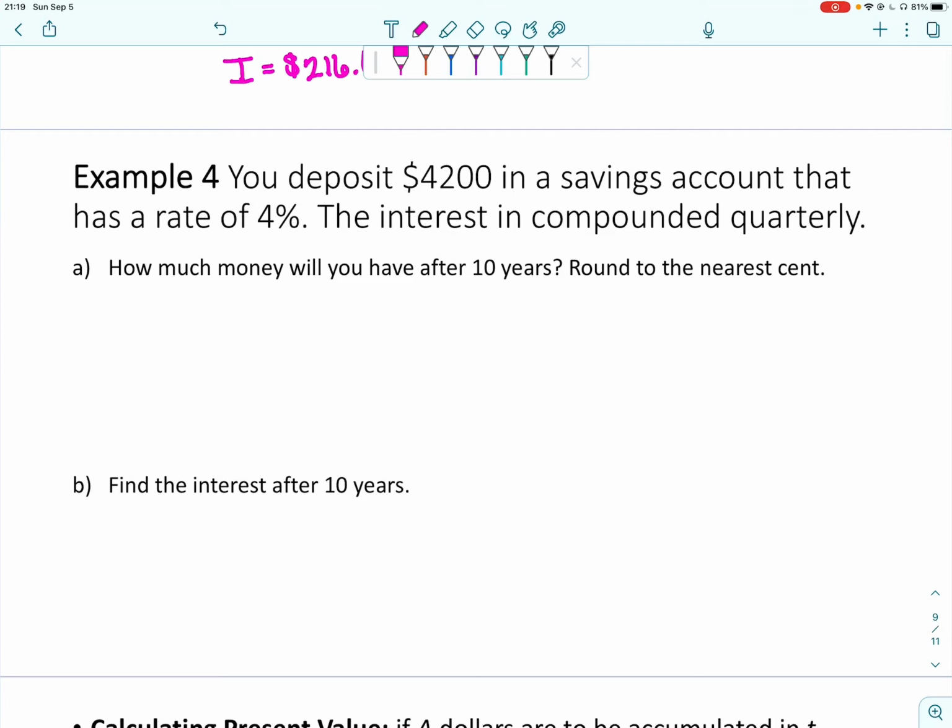How much money will you have after 10 years? Round to the nearest cent and find the interest. So it's the same thing we just did. This would be a great place to pause, see if you can work out the problem on your own, and then resume the video.